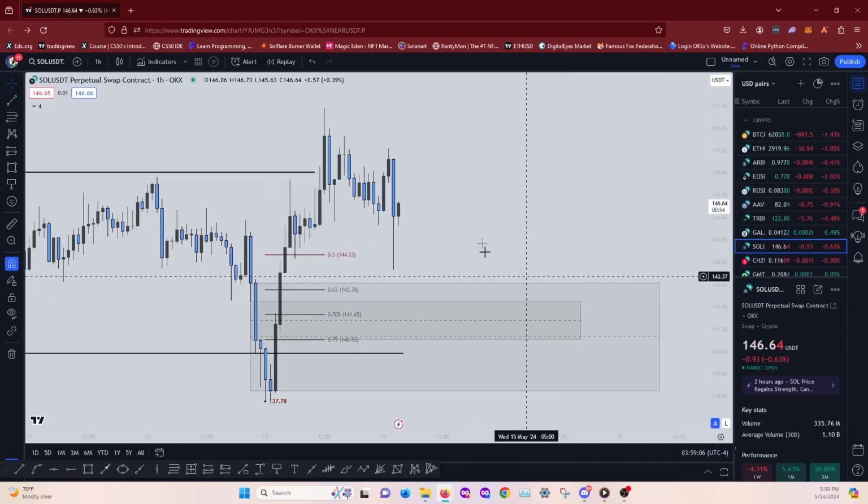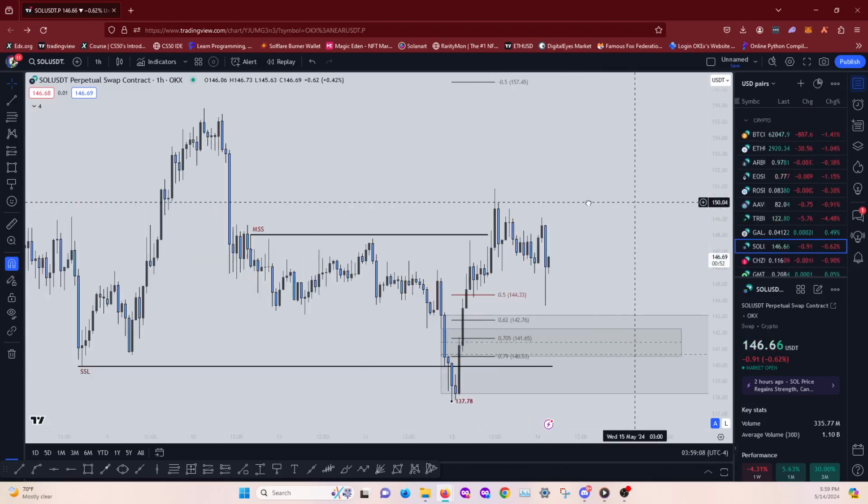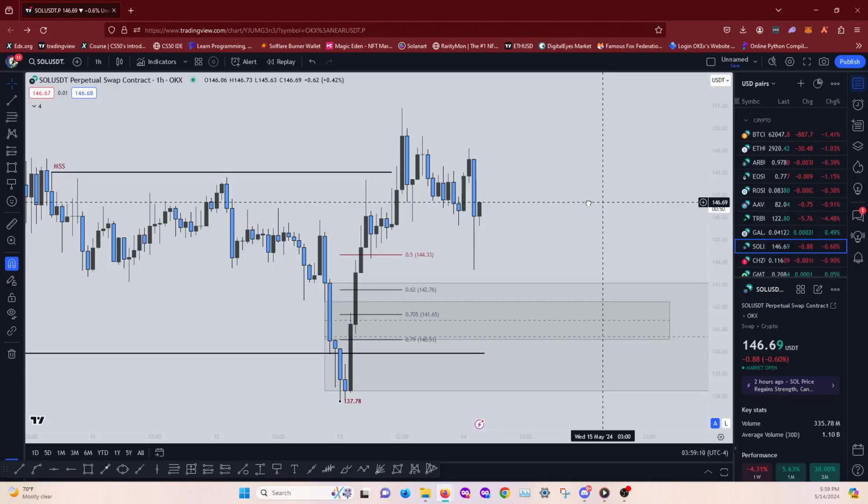My bias has been bearish for a while now, and we've been correct with that bias. But you never know in a bull market. You might get a move to the upside quicker than anticipated.